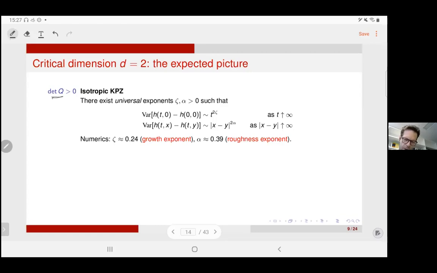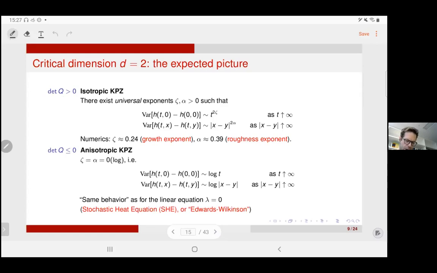But they are not analytic predictions, as far as I know, about the actual values. Numerically, though, they have been studied. The other situation is where the determinant is smaller or equal than zero, which includes the linear case where Q is zero. In that case, it's believed that instead the growth will be logarithmic in space and time. By the way, this is exactly the way fluctuations grow for the linear equation. This so-called anisotropic KPZ class, with determinant smaller or equal than zero, includes the linear case, which is nothing but the stochastic heat equation with additive noise, also called the Edwards-Wilkinson equation in the physics literature.